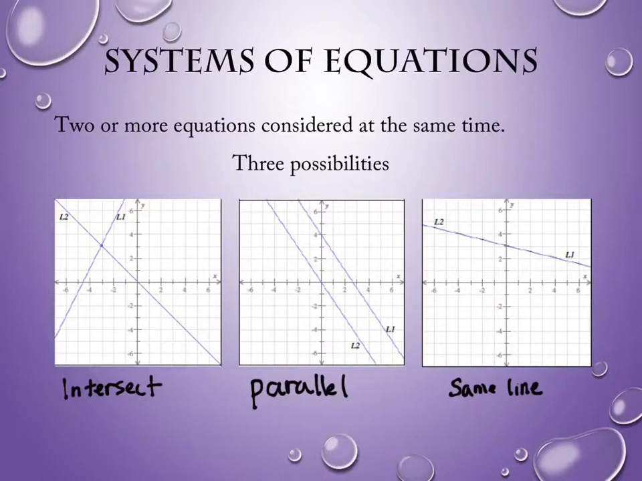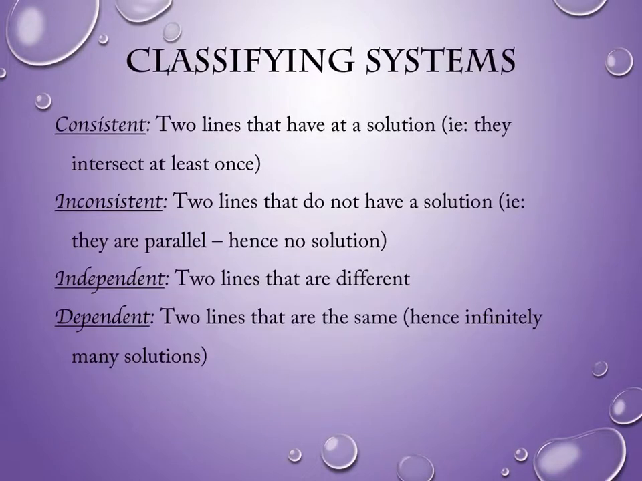So let me pause for a second. Let me finish, and a couple of you are still writing. Okay. So a system can either be consistent or inconsistent. That's one way to describe it. It can also be independent or dependent as a second description. So jot these down and we'll go through them and talk about those last three pictures and which ones are which.